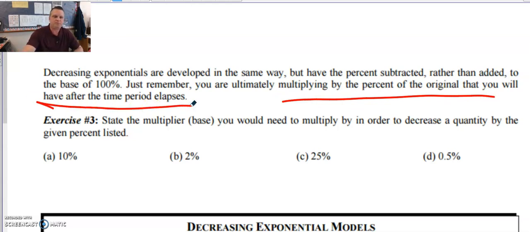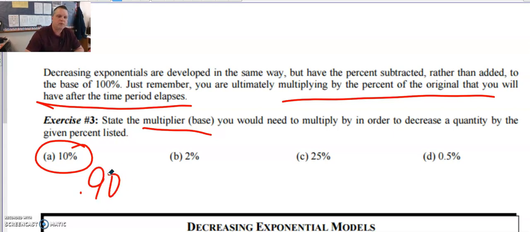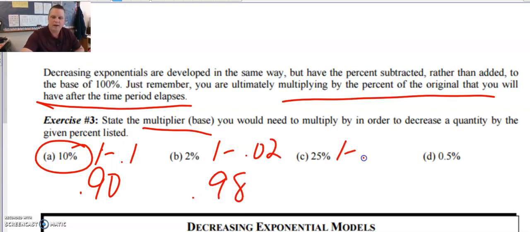So what happens is, I'm going to state the multiplier. Just state the multiplier here. If we decrease by 10%, that means 10% is gone, so what is left is 90%. And how you get that is doing 1 minus 0.1 to give you 0.9. Okay, and that's the multiplier. Same thing here would be 1 minus 0.02, so it would be 0.98. 1 minus 0.25 would be 0.75.